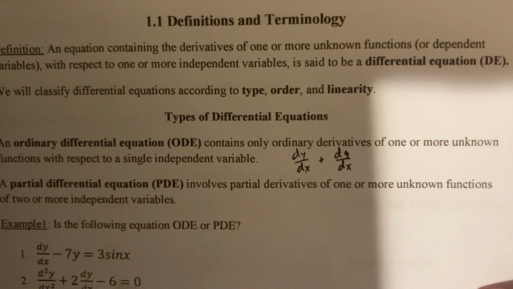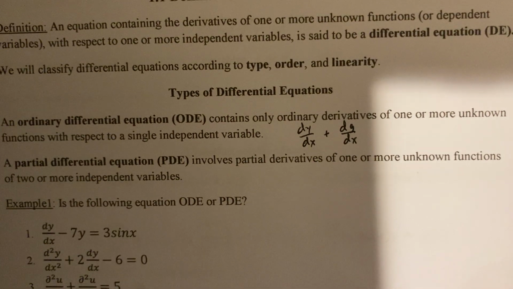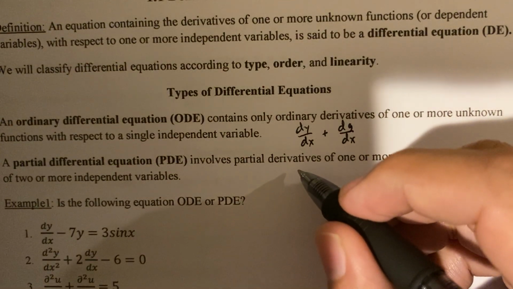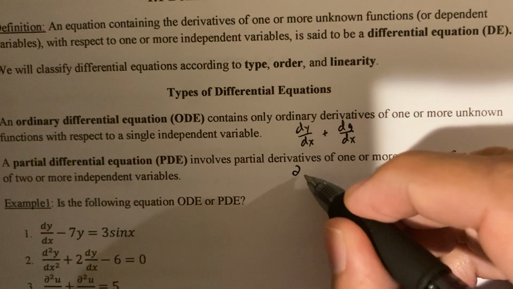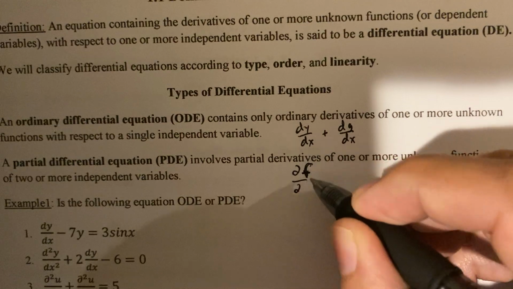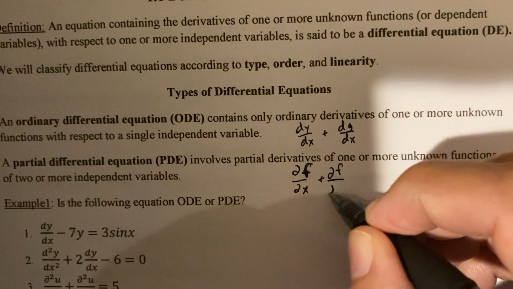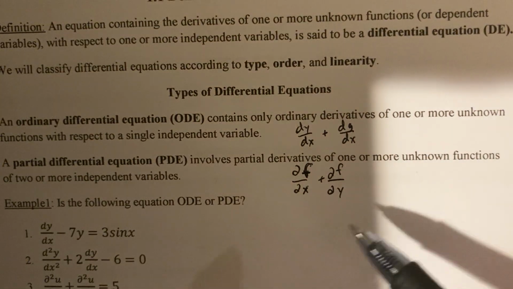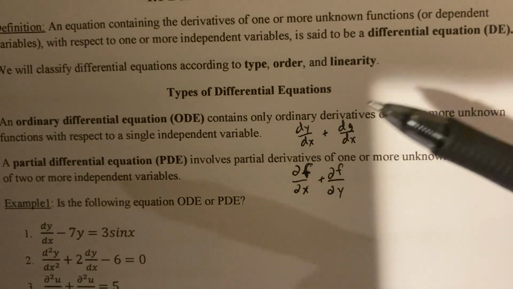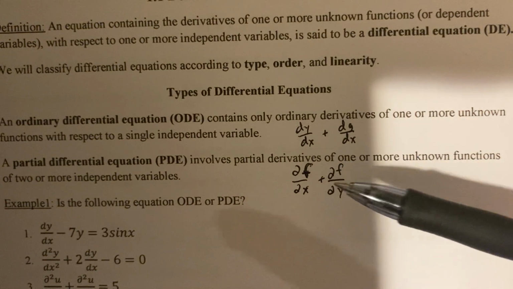Now, a partial differential equation involves partial derivatives of one or more unknown functions of two or more independent variables. So that would be the gradient vector, where we took the partial derivative of f with respect to x plus the partial derivative of f with respect to y. So we took it with two different independent variables. So that's a partial differential equation. So those are the two different types: one with one single independent variable, and the other with two or more independent variables.